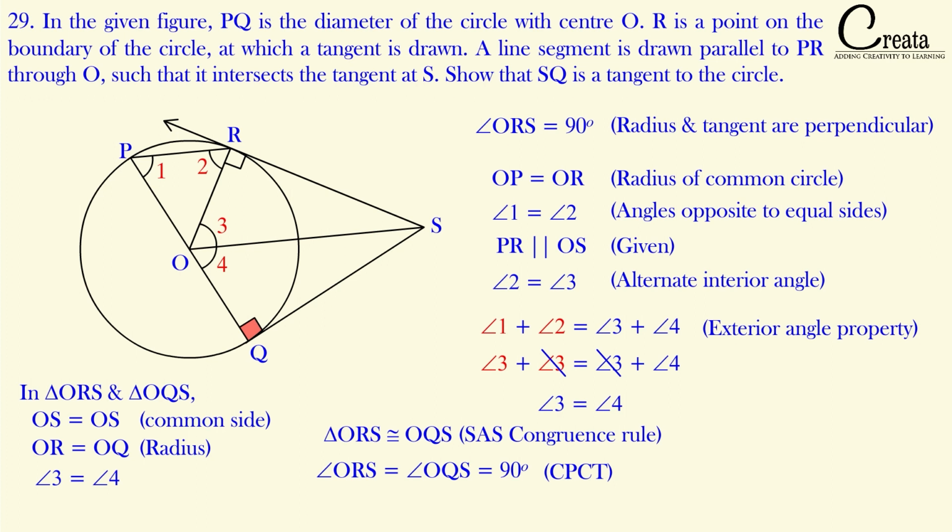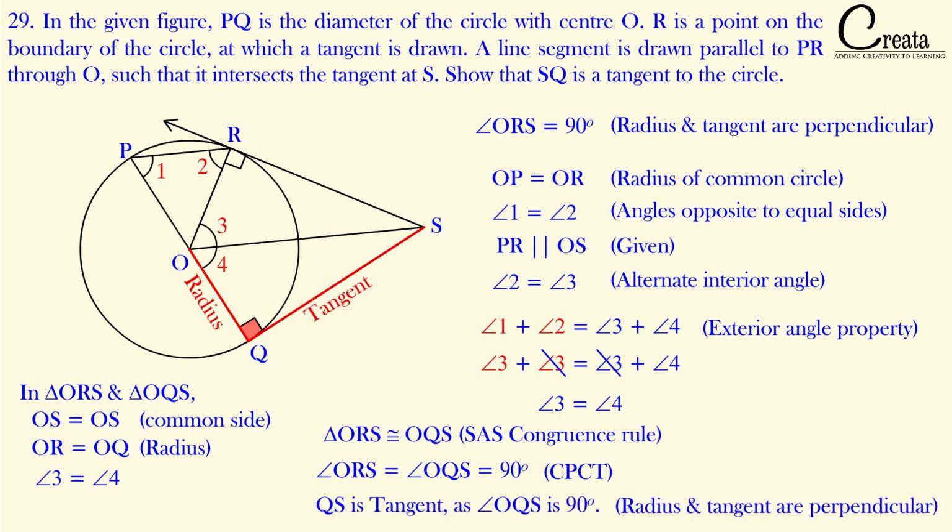The angle between the radius and the tangent is 90 degrees. And OQ is the radius, so QS will be the tangent to this circle. We have proved QS is the tangent to the circle. Got it? So that is the answer of the question.